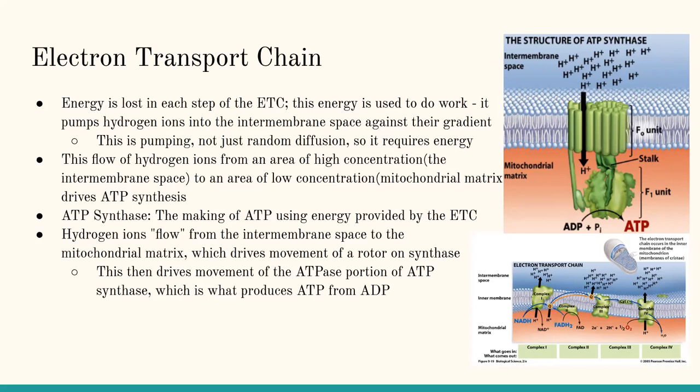In this case, it is what drives ATP synthase, which makes ATP using energy provided by the electron transport chain. Hydrogen ions flow from the intermembrane space to the mitochondrial matrix, and this drives movement of the rotor on the ATP synthase. That then drives movement of the ATPase portion of the ATP synthase, which produces ATP from ADP. And so you get ATP from this.